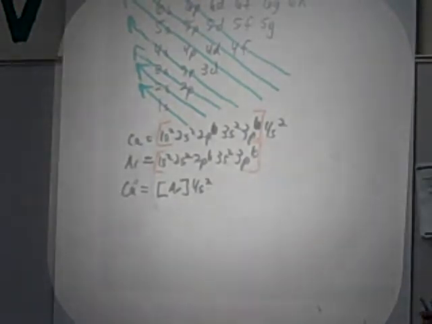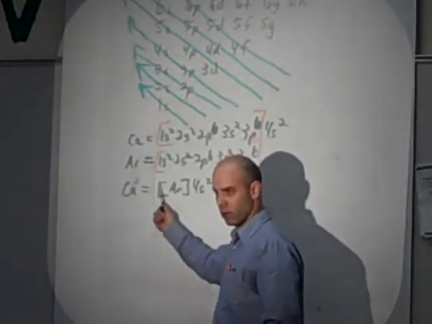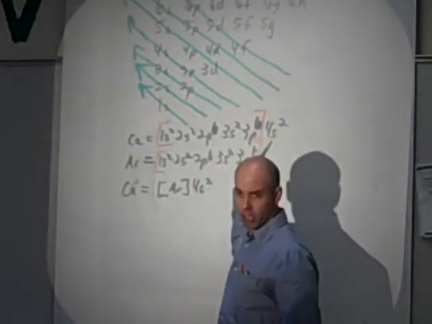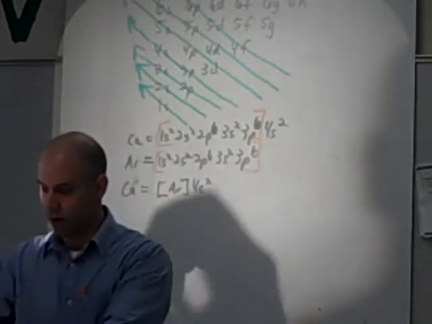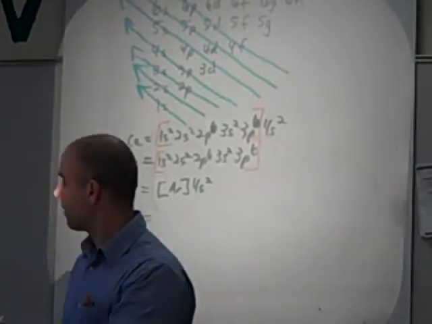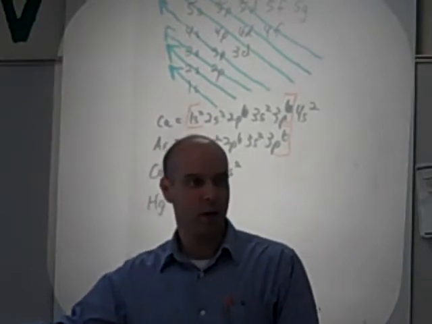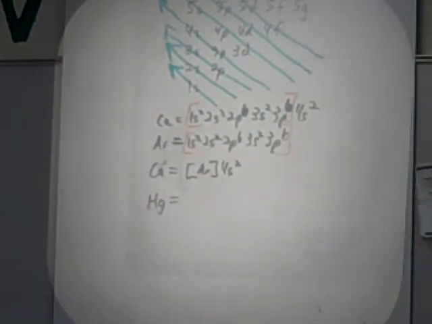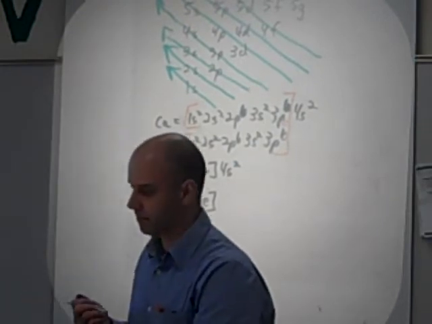So now that you know the secret, Lexi, you can use the shorthand method. All right? If you want to do the longhand method, that's fine, but you probably want to do the shorthand method because let's do mercury. 80 electrons. So we probably don't want to write out 80 electrons. So what do we do? Here's mercury, element number 80. Who is the previous noble gas? Xenon. You can only use noble gases.